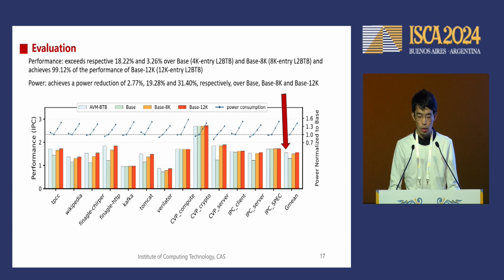We compared our method with the setups that directly increase L2 BTB capacity, and AVM-BTB improves the performance by 18% and 3% compared to the 8K and 4K entry setups, and achieved 99% of the performance of a 12K entry L2 BTB. And we also examined the power consumption of the front-end components, and our method achieved a power reduction of 31% and 9% compared to the setups enlarging the L2 BTB.